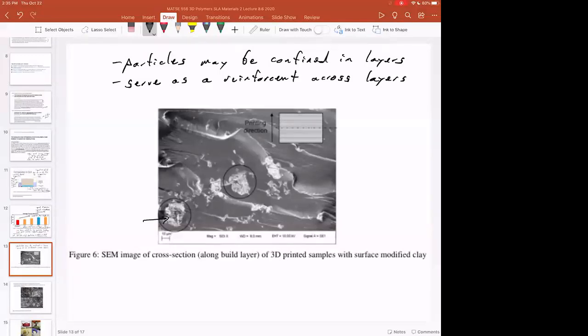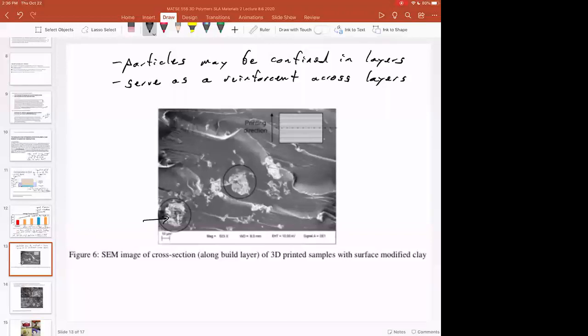And that really depends on the printing conditions. It depends on the dispersion. It depends on all of the different material and processing parameters. So there is no one rule of thumb or one phenomenon that happens, especially with composites. There's a lot of different things going on.